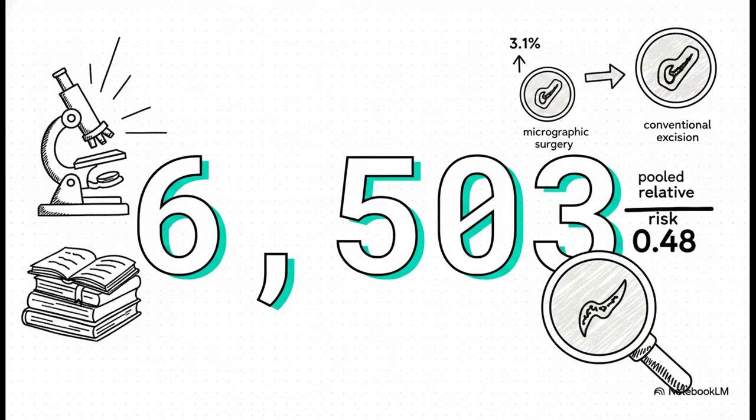Let's broaden our view a bit. If we look at a 17-study pooled comparison, this is a massive meta-analysis of 6,503 keratinocyte cancers. The recurrence was 3.1% with micrographic surgery and 5.3% with conventional excision. That gives us a pooled relative risk of 0.48. So, this gives us a really substantial, evidence-based snapshot of how these recurrence rates compare on a larger scale.